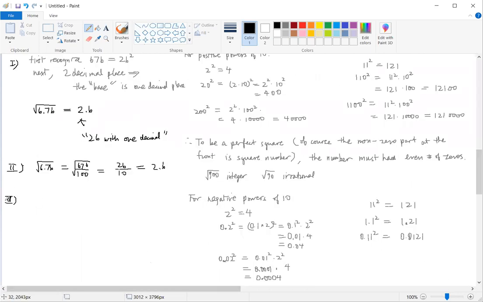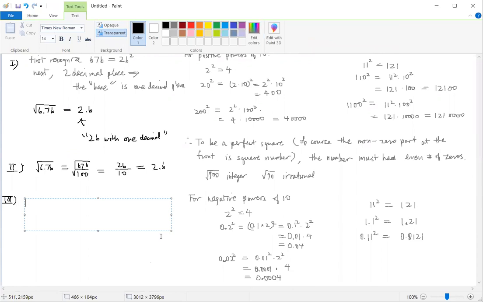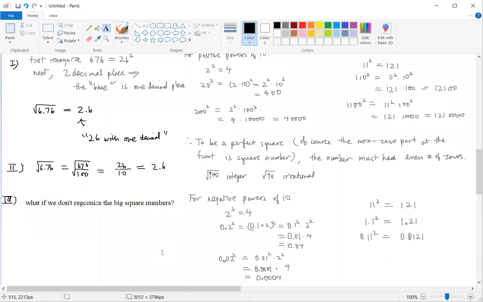Okay, now the last thing is, just in case someone didn't recognize, maybe I'll write here. What if we don't recognize the big square numbers? Okay, we can take out one by one. So 676.